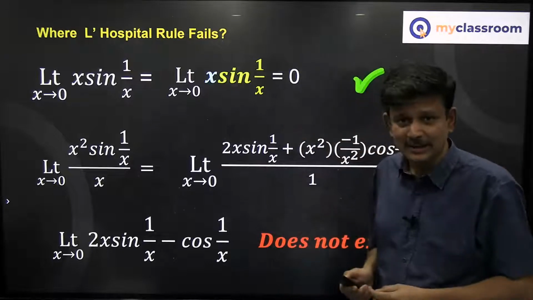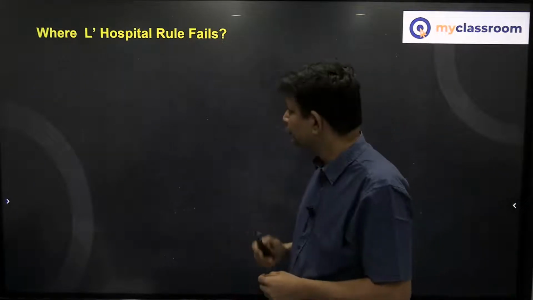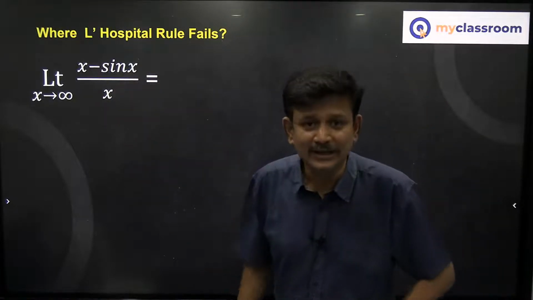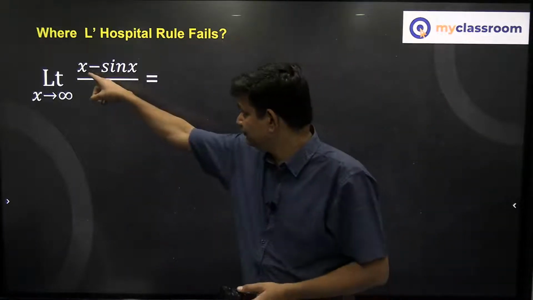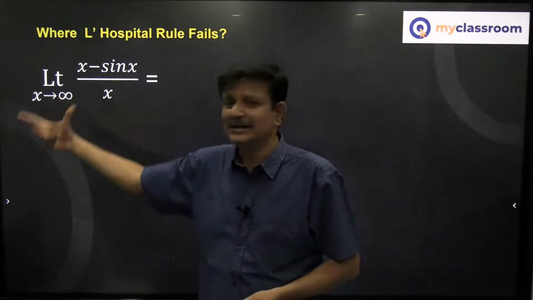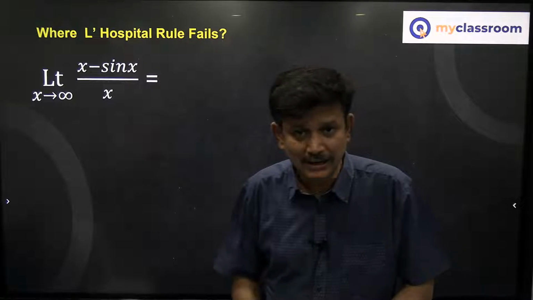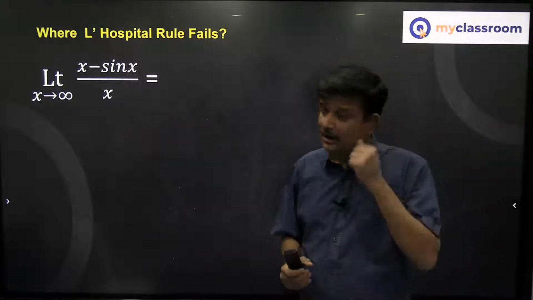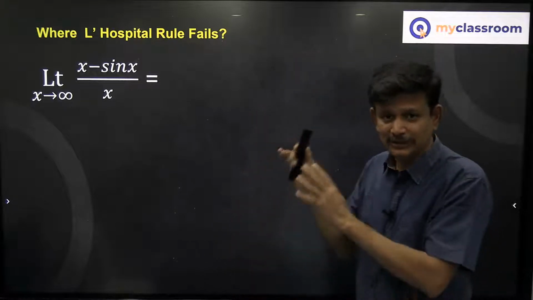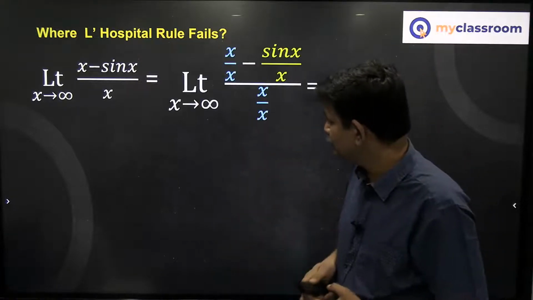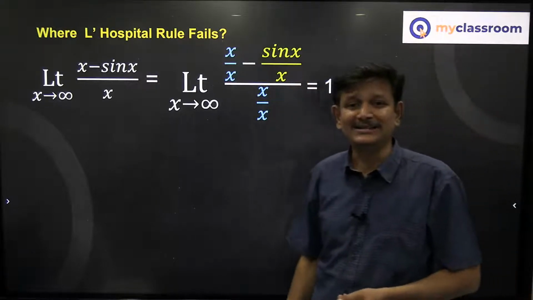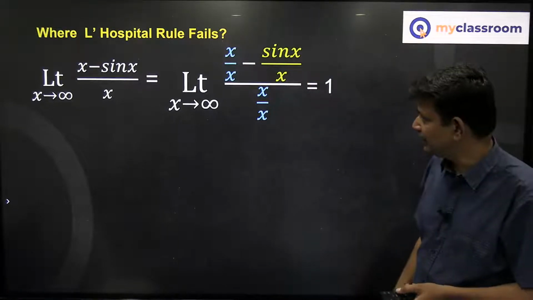Shall we look at another example where L'Hospital rule fails? Okay, simple limit extending to infinity. I am taking an improper limit, x minus sine x by x. Now x is an infinitely large number. In most of the cases where x is infinitely large, what we do is divide numerator and denominator by the highest power of x whatsoever is in the question. So what I'll do here, numerator and denominator I will divide by x.